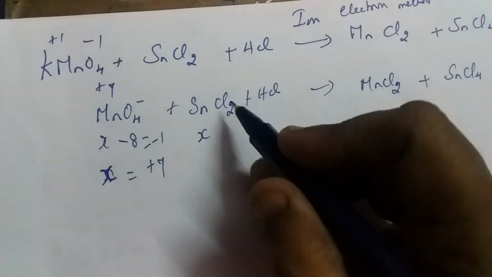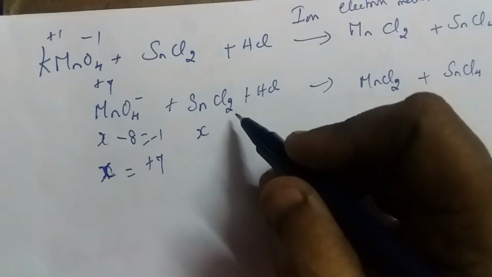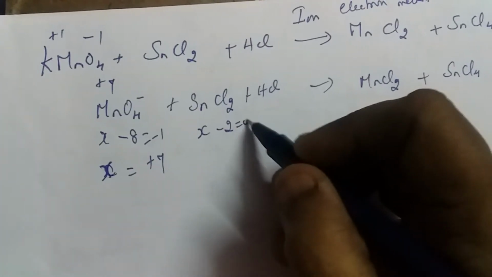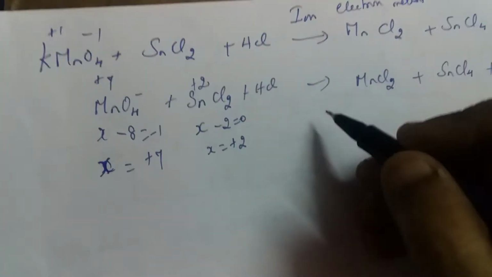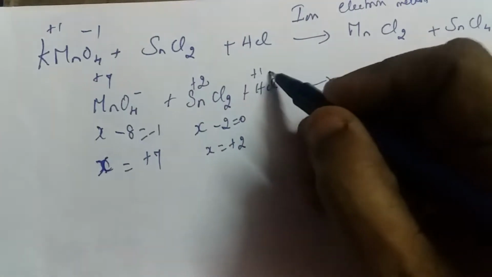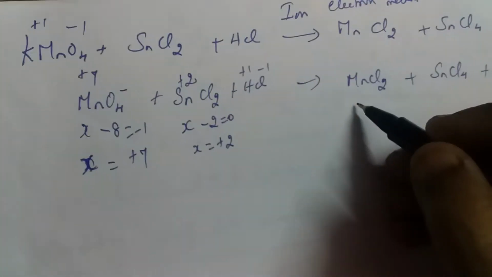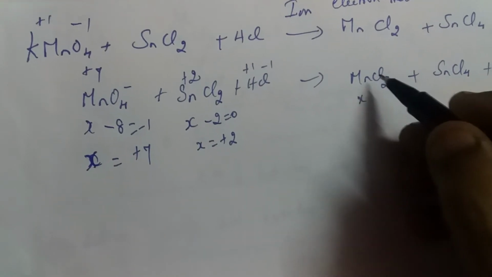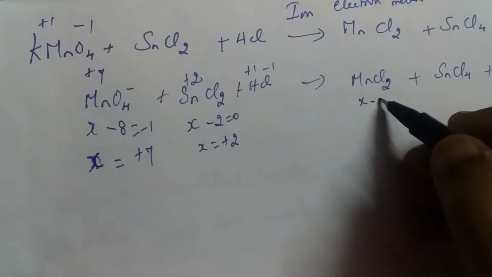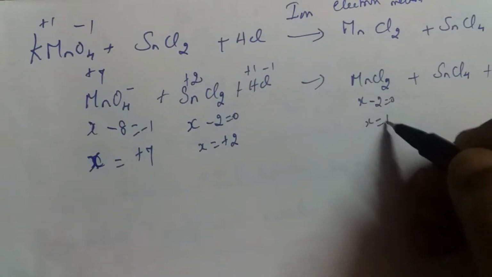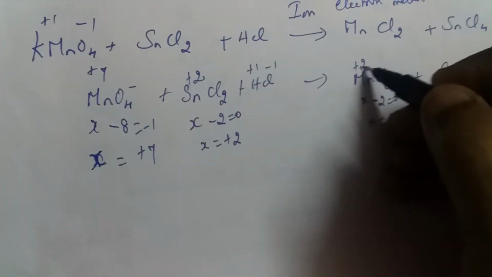And for stannous, this is tin, we don't know the oxidation state. For chlorine we can know. For each chlorine -1, for 2 chlorine -2, that is equal to 0. Therefore X equals +2. Here the oxidation state is +2. Here for hydrogen +1, for chlorine -1. And manganese we don't know. For each chlorine -1, for 2 chlorine therefore -2, that is equal to 0. Therefore X is equal to +2. This is the oxidation state of manganese.